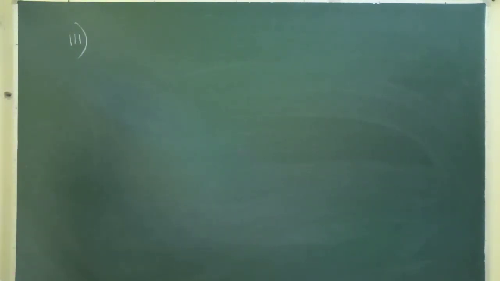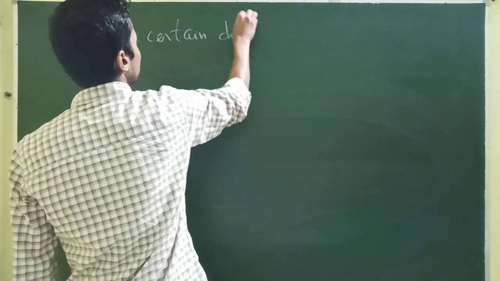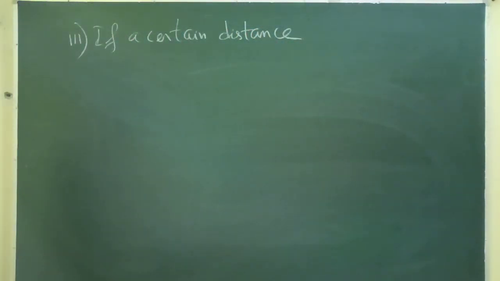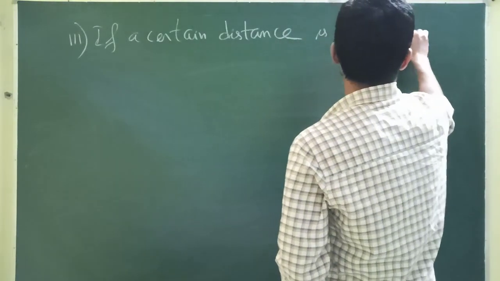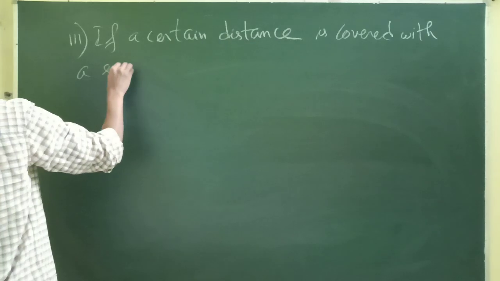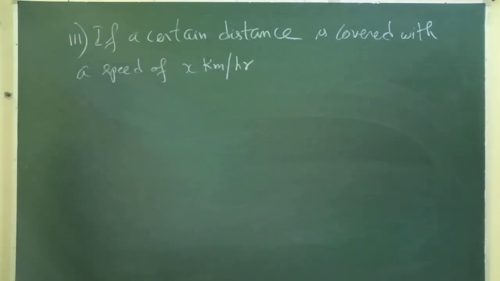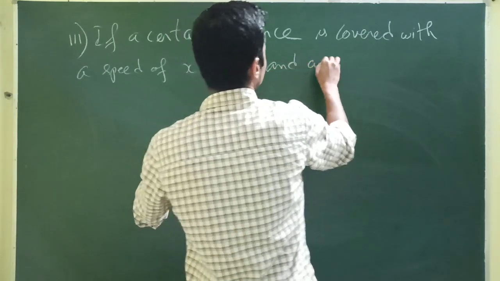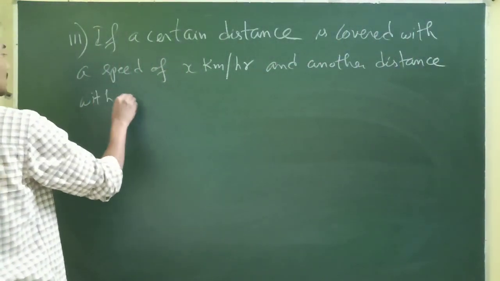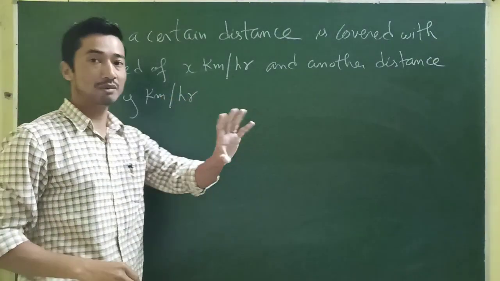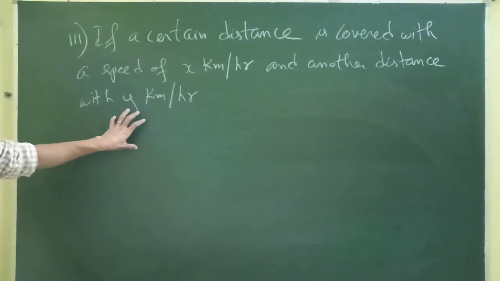Now the third one, if you may, please write down: third hint, if a certain distance is covered with a speed of x kilometer per hour, and another distance with y kilometer per hour. Remember, this time it's not about equal distance, this time it's about another, non-equal distance.